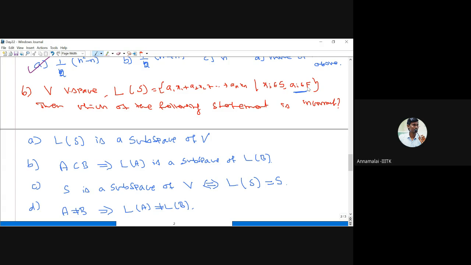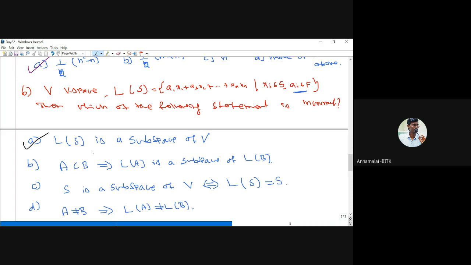If you take scalar multiplication, if alpha is some scalar and you take any element here and multiply by alpha, what do you get? Alpha times a1 x1, alpha times a2 x2, and so on. So again, this is a member of L of S. Therefore, clearly the spanning set is always a subspace. So that is not incorrect. It's a correct statement.